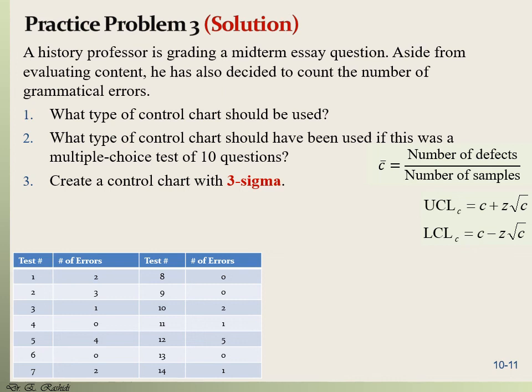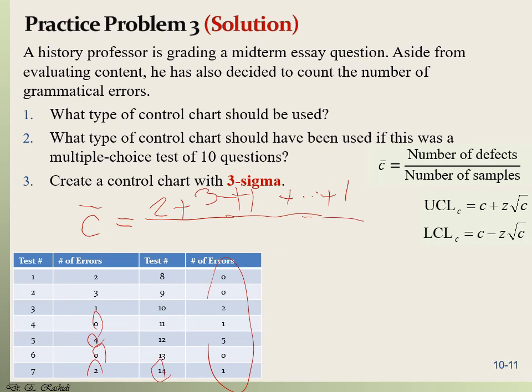All right. Since the average number of errors is not given here, we have to compute the C bar, the average of the sample. So C bar is equal to the average number of grammatical errors for all the tests. That's 2 plus 3 plus 1 plus 0 plus 4 plus 0 plus 2 plus all of these. We add them up, divide by the total number of tests, which is 14, and that is equal to 1.5.